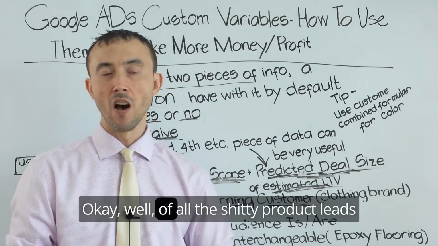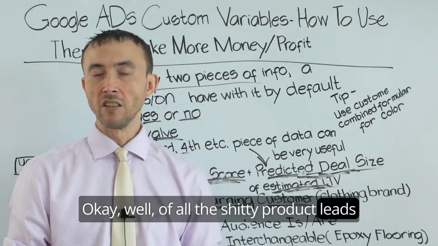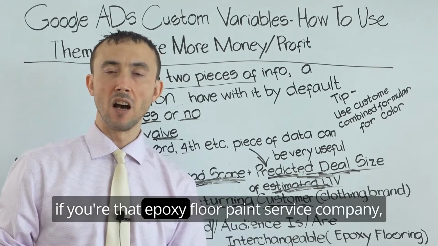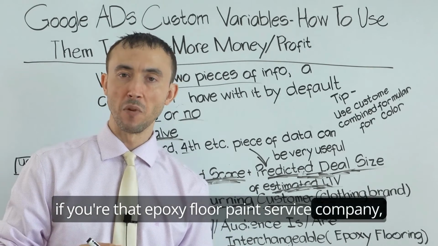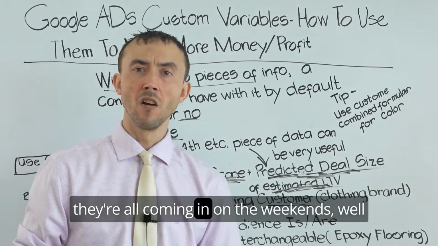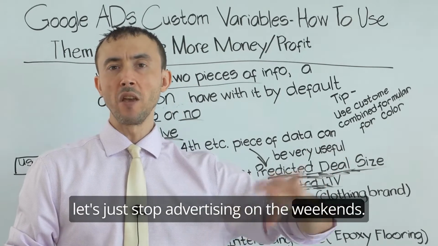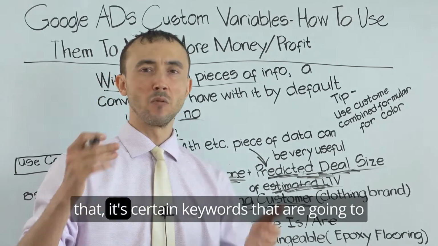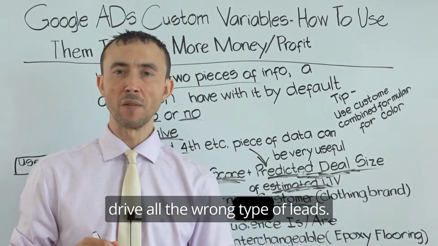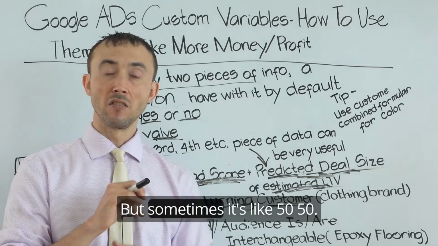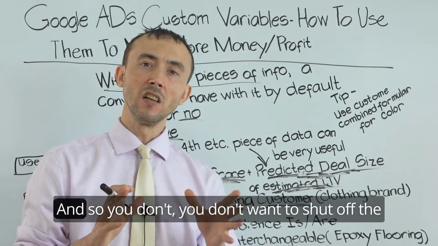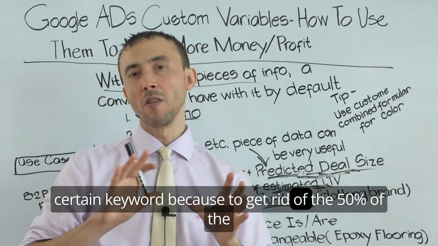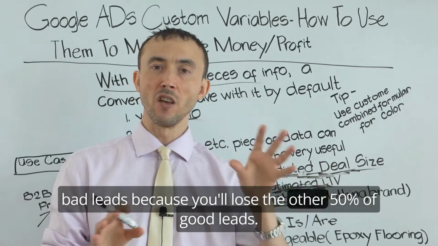Okay, well, of all the bad product leads that came in, if you're that epoxy floor paint service company, they're all coming in on the weekends. Well, let's just stop advertising on the weekends. Maybe that's the way to go. Realistically, in a situation like that, it's certain keywords that are going to drive all the wrong type of leads. But sometimes it's like 50-50. And so you don't want to shut off a certain keyword to get rid of the 50% of bad leads, because you'll lose the other 50% of good leads.